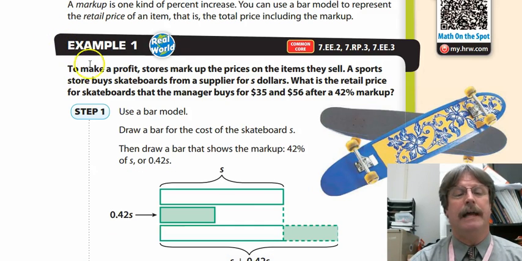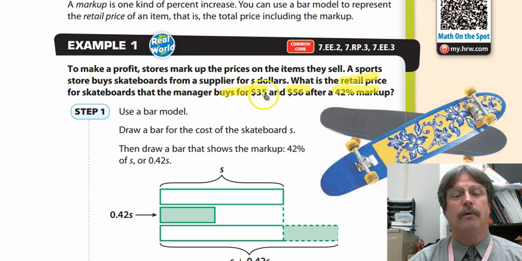So in example 1, if you go ahead and read the word problem here, I'm going to just start marking the important information. What's the retail price? The manager buys for $35 and $56, so there are two problems. Each one is going to have a 42% markup. When you see markup, you should expect that your final calculation for price should be higher than your original one. They talk about using the bar model here. So we draw that, and S is going to represent the original price.